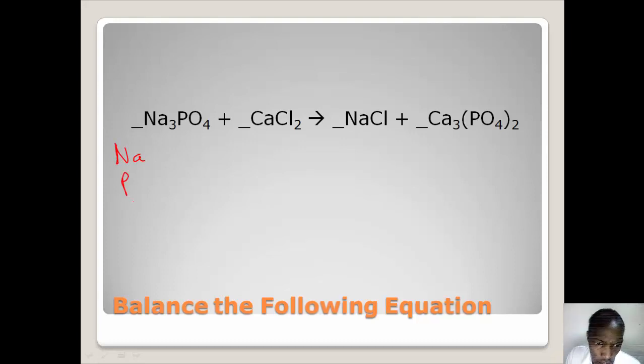NaPO, CaCl. And on this side, NaPO, CaCl. So we have a lot to decipher. Alright, so let's break it down with our numbers. 3 Na, how many phosphorus is 1, oxygens 4, Ca's 1, and Cl's 2.